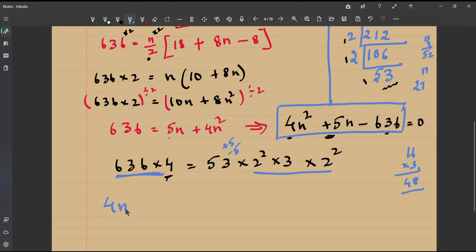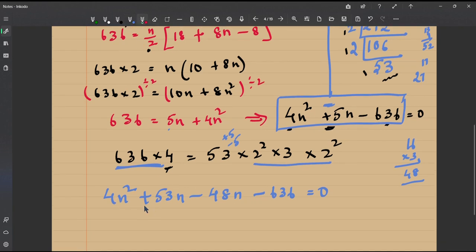So rewriting it, we get 4n squared plus 53n, because we have a plus 5n here, minus 48n minus 636 is equal to 0. One is plus and the other is minus because it adds up to 5 and it multiplies to minus of 636 into 4. Now for factorizing the common terms, we have n into, because only n is common to both the first two terms, so 4n plus 53.